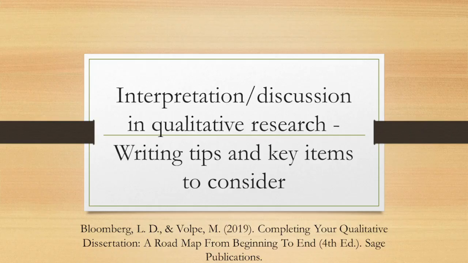The material is supported by a book from Bloomberg and Volpe called Completing Your Qualitative Dissertation, a roadmap from beginning to end, the 4th edition from 2019. So it is really about scrutinizing what you found and what you presented in your thesis findings or results chapter to discover what it means, or the meaning you make out of your findings.